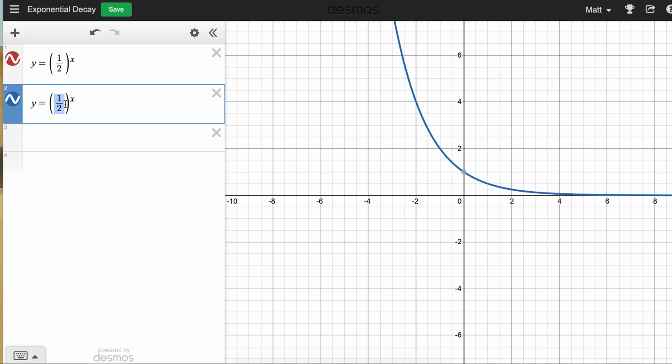Right? And then this number, the base of the exponent, again, is called either the growth factor or decay factor. This is a decay factor since it's exponential decay.